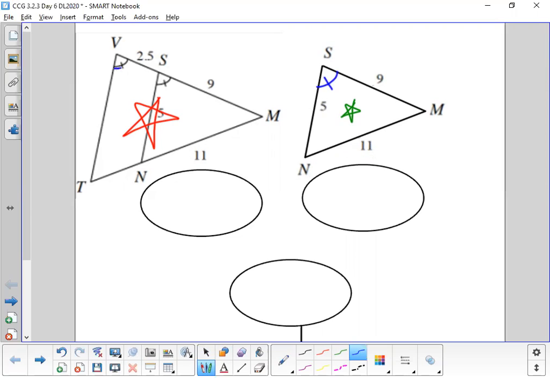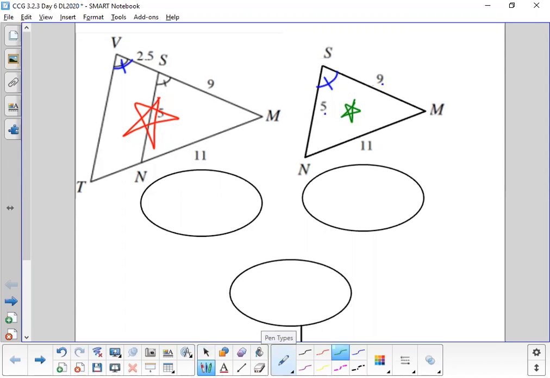Angle S was marked as being congruent to angle V. So I've got one pair of congruent angles that were marked here. Now, I know the side lengths of 9 and 5 that create that angle, so maybe I could do side angle side. But if I look at my big red triangle, I do know this length from V to M would be 2.5 plus 9, so it'd be 11.5, but I do not have a length right here. So since I don't have a length right there, I cannot do side angle side.